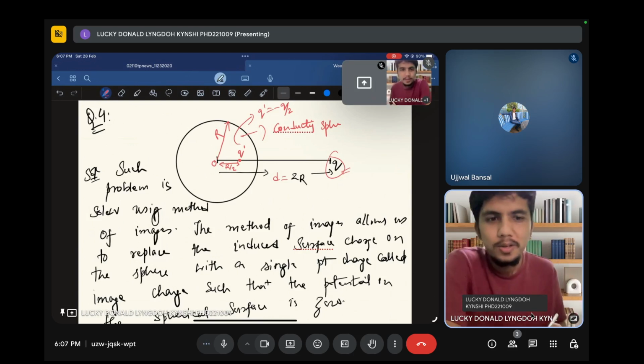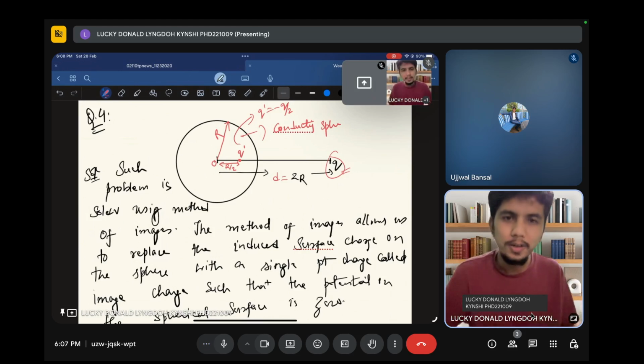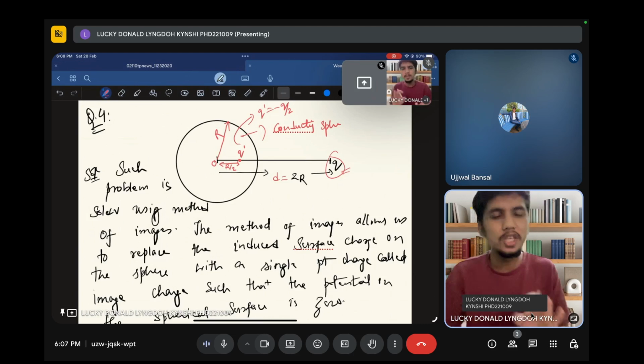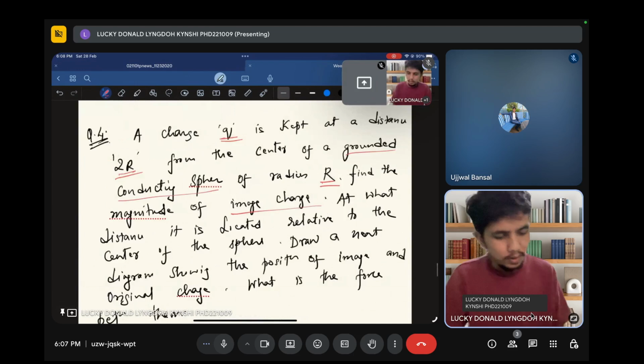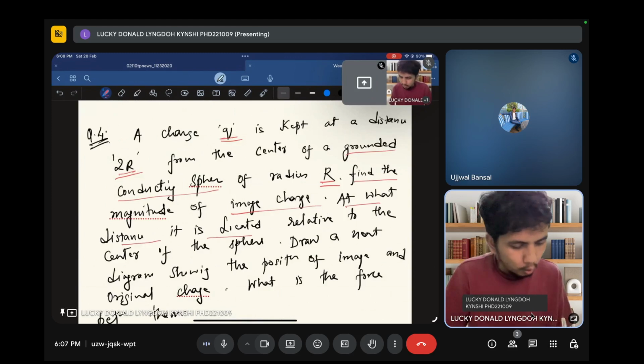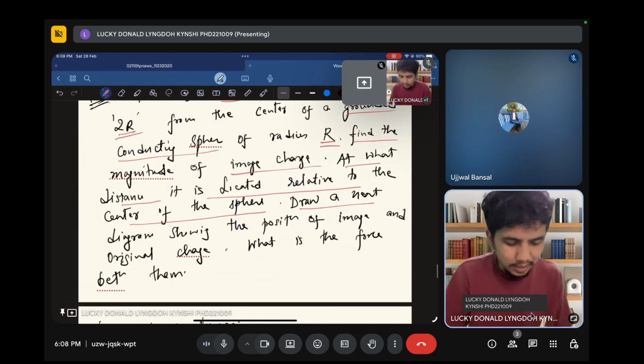So this is pretty easy. You just replace the induced charges by q prime, which is an image charge. If you look at the third question, let me go back to your questions. The first one, find the magnitude of the image charge and the sign, we have done. At what distance it is located relative to the center of the sphere, we have also done, which is the second. The third is, draw a neat diagram showing the position of the image and the original charge.